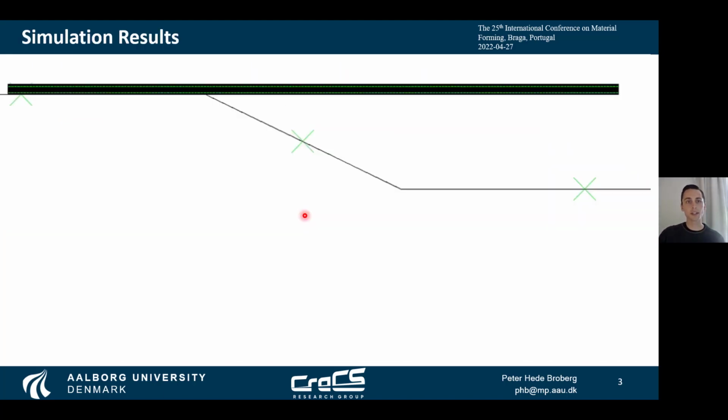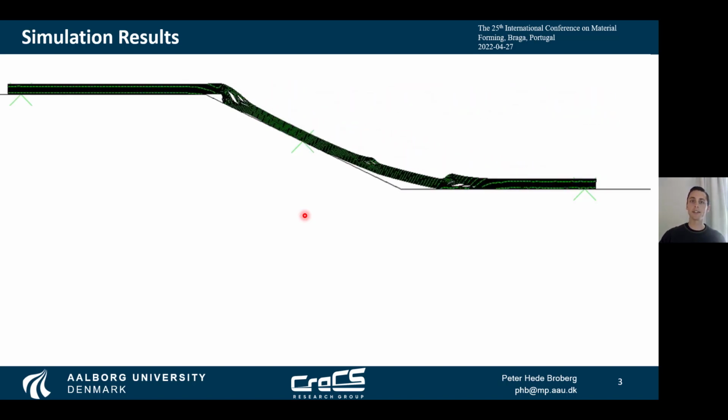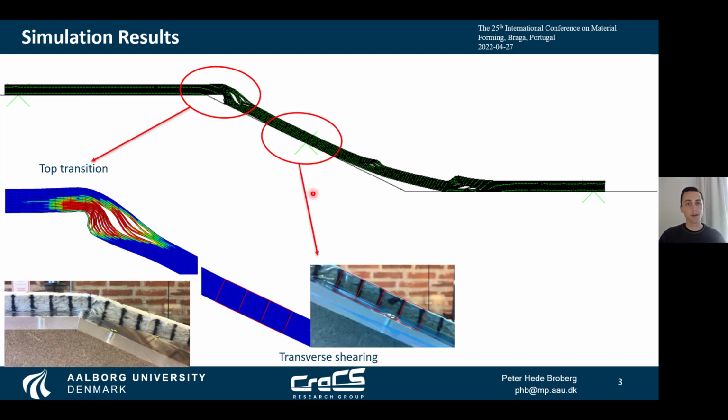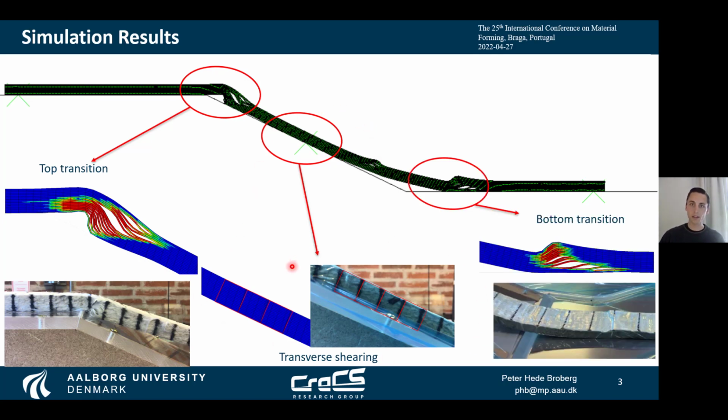To do this, we have created this simulation model that can simulate the forming process of the preforms. Here you can see an example of a simulation where we form a preform over a transition like the one you saw before. This model is capable of predicting the wrinkling that occurs at the top of the transition. It's also capable of predicting the transverse shearing that occurs in the middle of this transition. And finally, it's capable of predicting the wrinkling that occurs in the bottom of this transition.